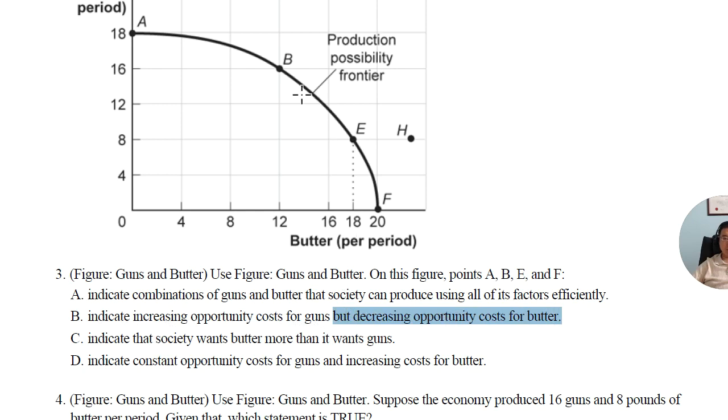Whenever you see this kind of curve, from A, B, E, F, bulging out from the origin, it's increasing opportunity cost for both goods, for both guns and butter. The opportunity costs are increasing. Okay, you can think about it, right?